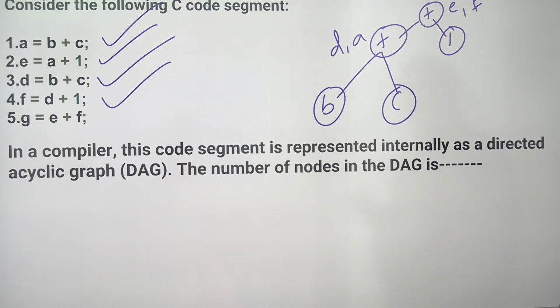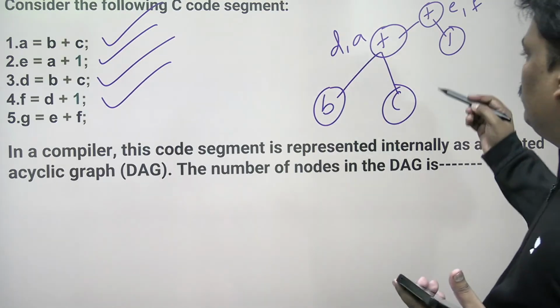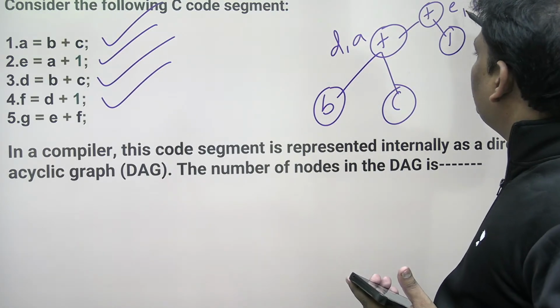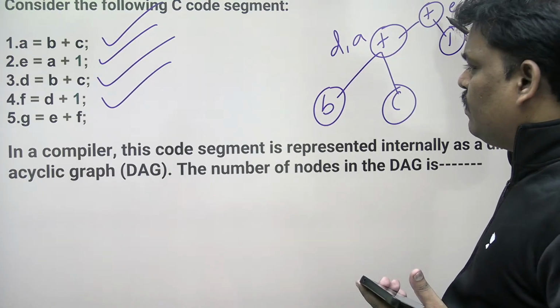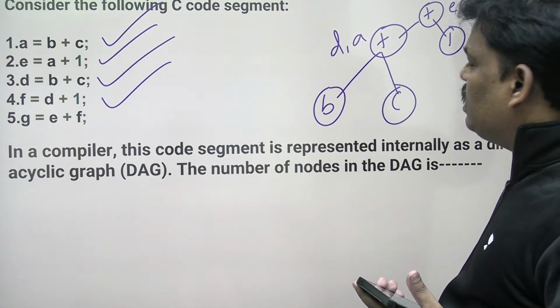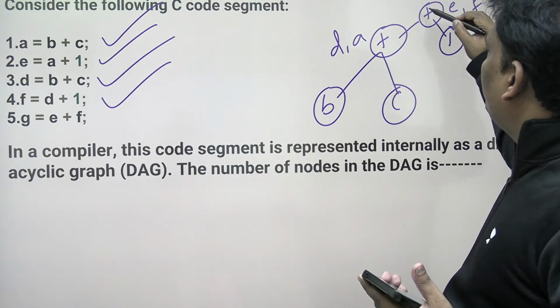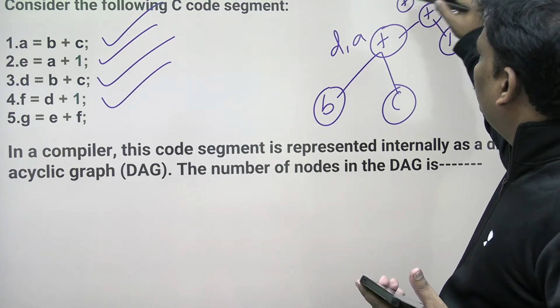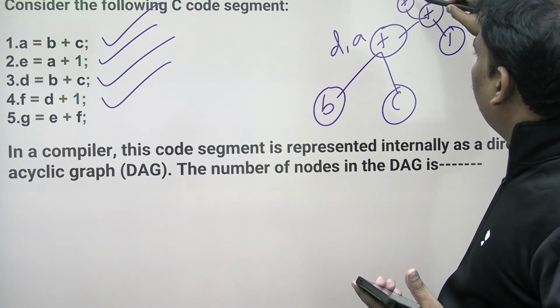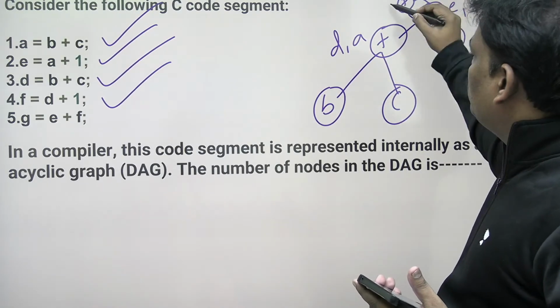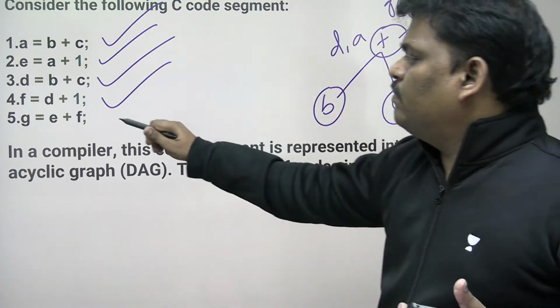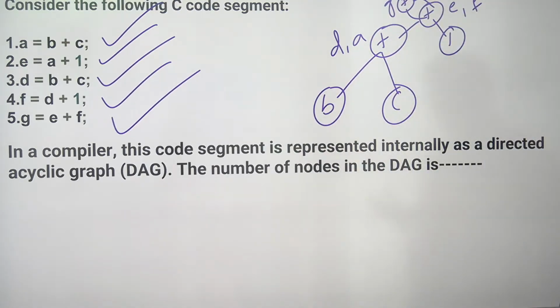Because the second and fourth are the same, E and F are the same. Next one, the fifth line: E plus F is equal to G. What is the meaning? E and F are both the same. For G, the left is E and the right is F, meaning both are the same.